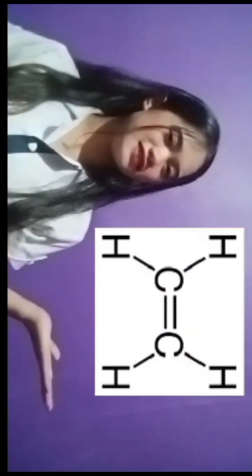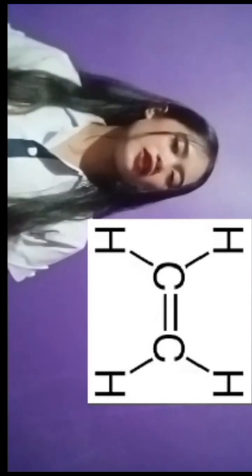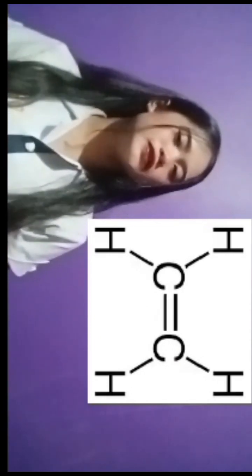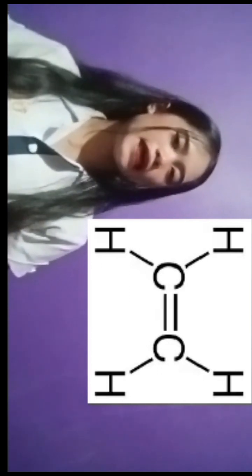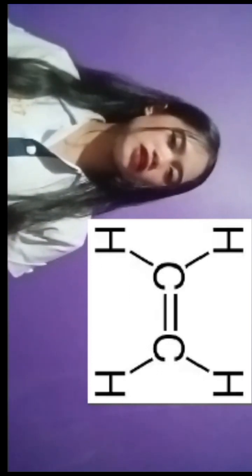The molecular formula of ethylene is C2H4, indicating that it contains 2 carbon atoms and 4 hydrogen atoms. Here is the chemical structure of ethylene. Ethylene's chemical structure is represented by 2 carbon atoms double bonded to each other and each bonded to 2 hydrogen atoms.